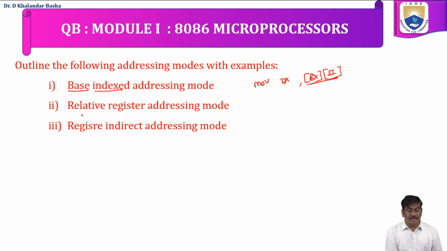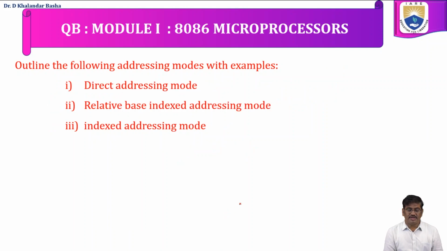The next addressing mode is relative register addressing mode. Relative means some offset value we have to write in the instruction. Register means some general purpose register we are going to take for holding the offset value, that we can load into some register with a move or add instruction. The next one is register indirect addressing mode. In register indirect addressing mode, the offset value will be loaded into any one of the general purpose registers, and then that will be placed as the source data. Then it is called register indirect addressing mode.